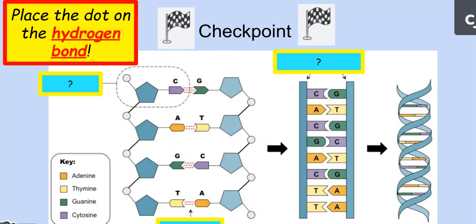Which one of these is the hydrogen bond? Remember, a hydrogen bond is kind of like a magnet. It sticks two things together. Because it's a very weak bond, we often draw it as dotted lines. So if you said the bottom left, you'd be correct. Those letters, A, T, C, and G, are held together with hydrogen bonds, like a magnet.